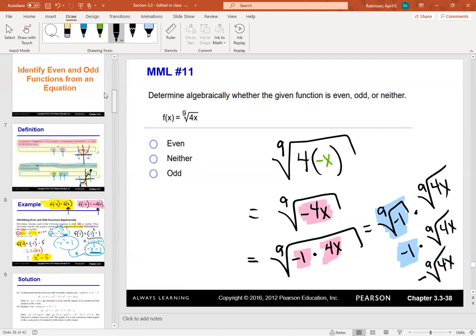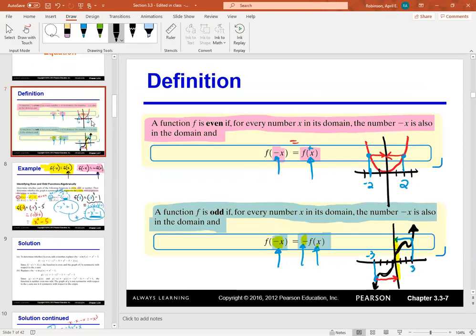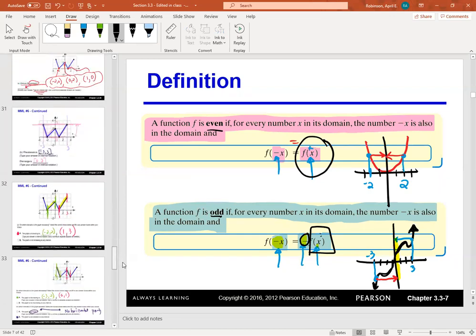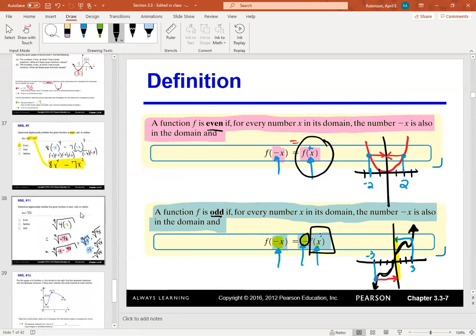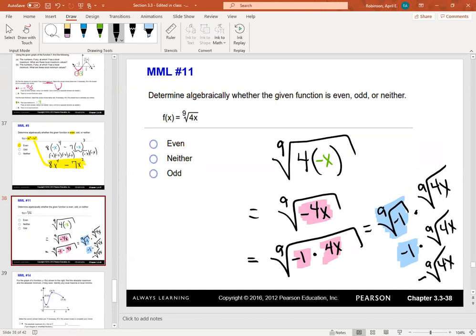No, that's maximums and minimums. All the way back to the beginning, right here. If you plug in a negative x and you get the exact same function that you started with, that's even. If you plug in a negative x and you get the negative of the original function, that is odd. That is what happened here. I started with the 9th root of 4x, and I ended with the negative 9th root of 4x. That makes it odd. That means this graph is symmetric to the origin.